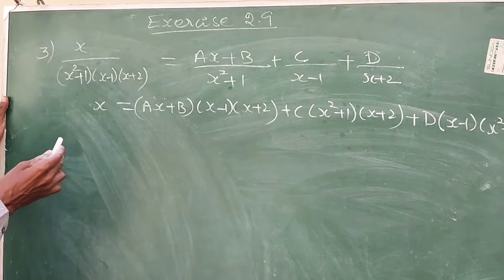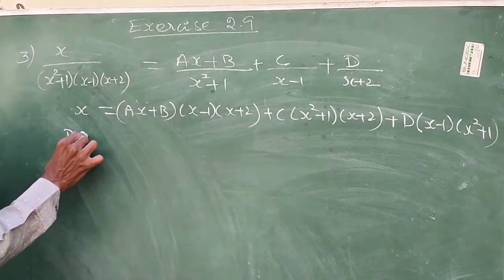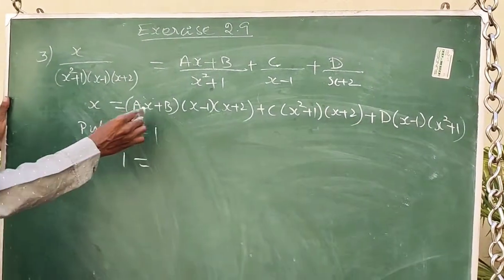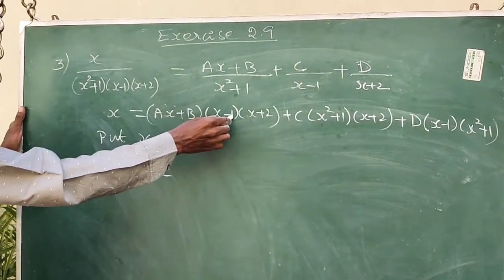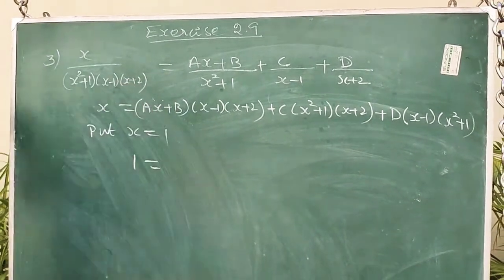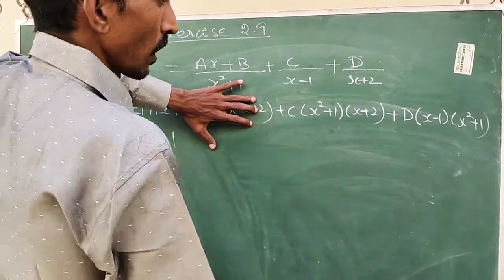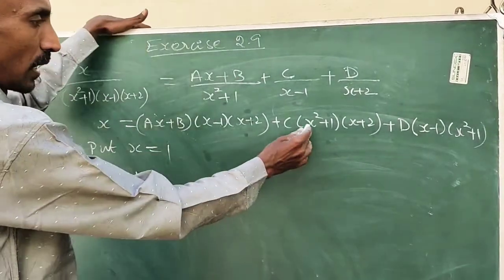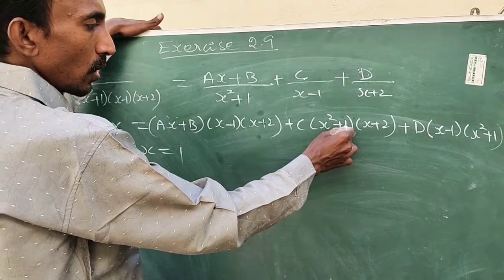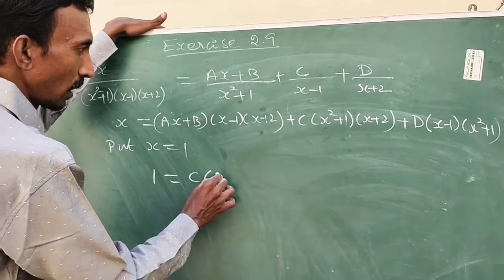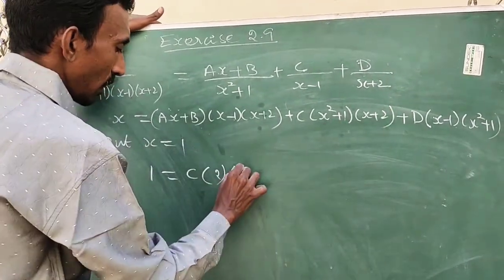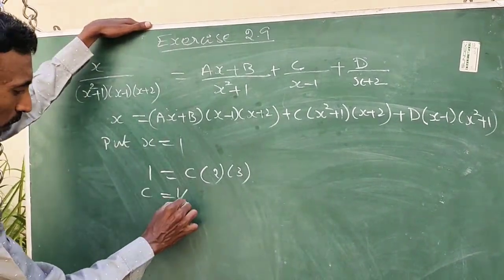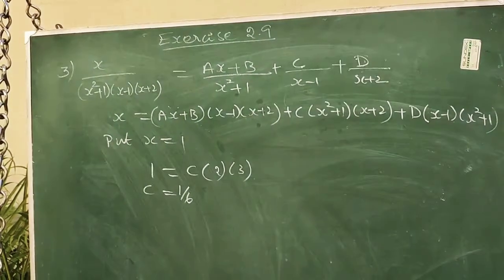First put x equal to 1. So 1 equal to, here 1 minus 1 is 0, 0 into anything is 0, first term totally becomes 0, third term 1 minus 1 is 0, it becomes 0, so here 1 plus 1 is 2, so c into 2 into 3, so 6, so c equal to 1 by 6.